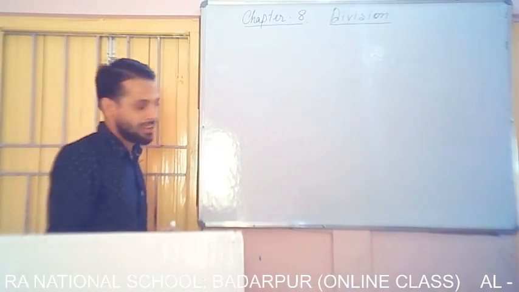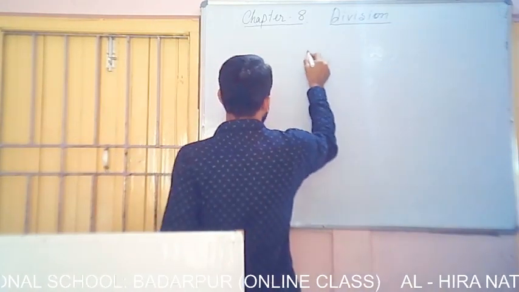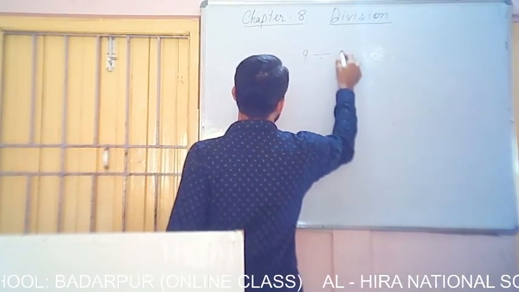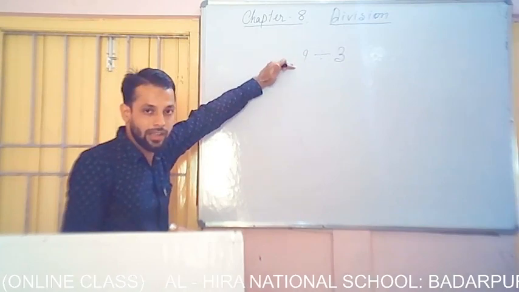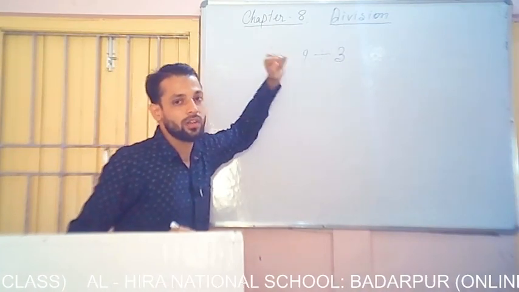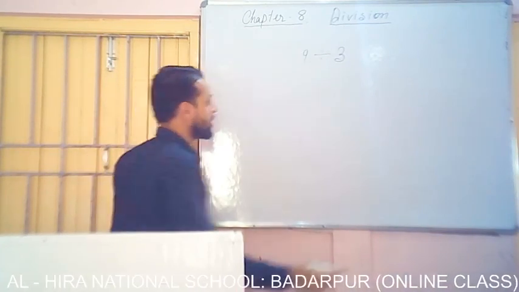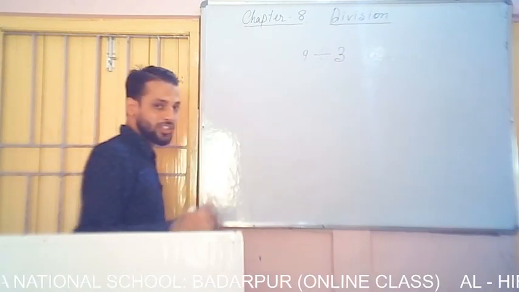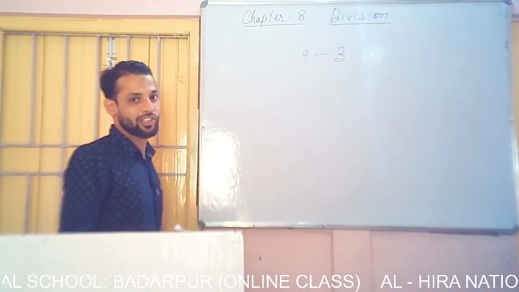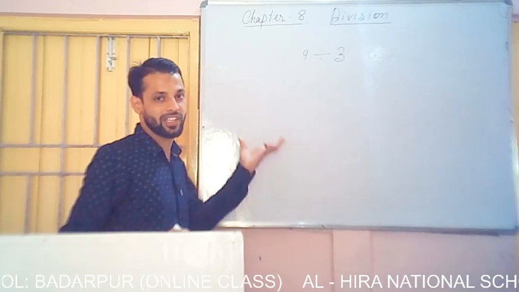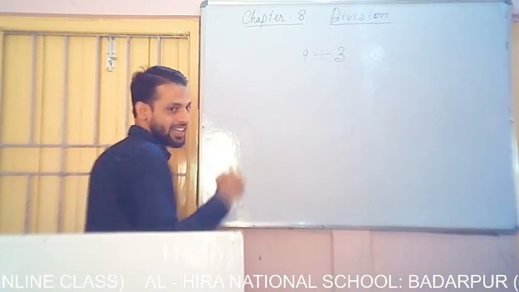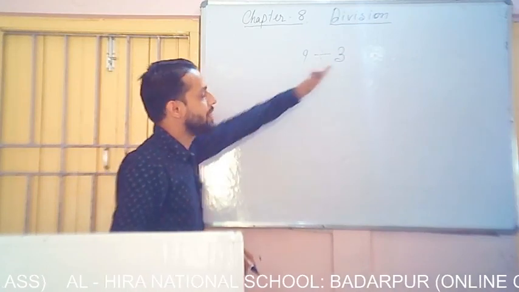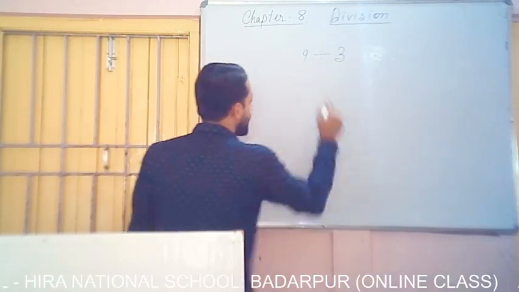Now let me solve another one. Suppose the question is 9 divided by 3. Easily we can get, if we divide 9 by 3, we'll get 3. As division means repeated subtraction, we have to understand what repeated subtraction means. Here the dividend is 9 and the divisor is 3.